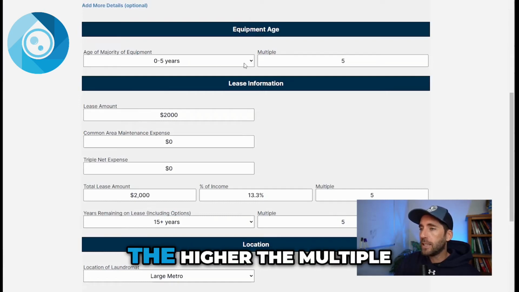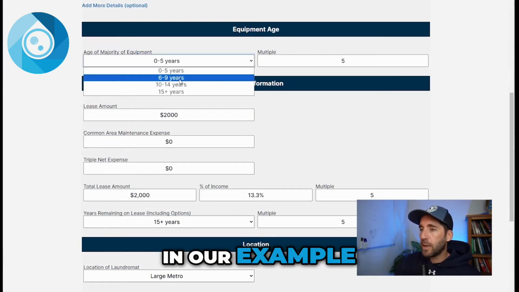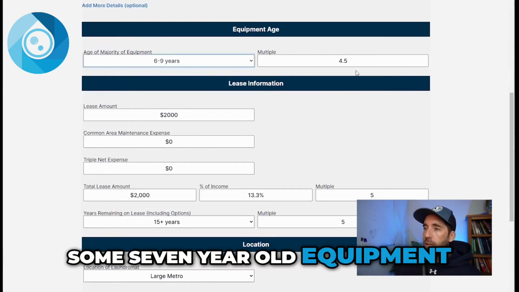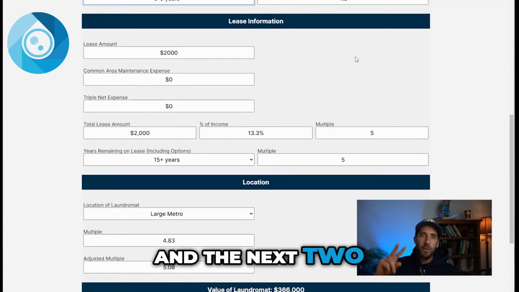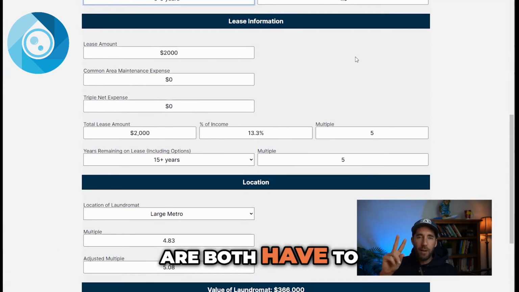So the newer it is, the higher the multiple. And let's say in our example, we've got some 7-year-old equipment. You can see that affected our multiple a little bit. And the next two numbers we need both have to do with the lease.